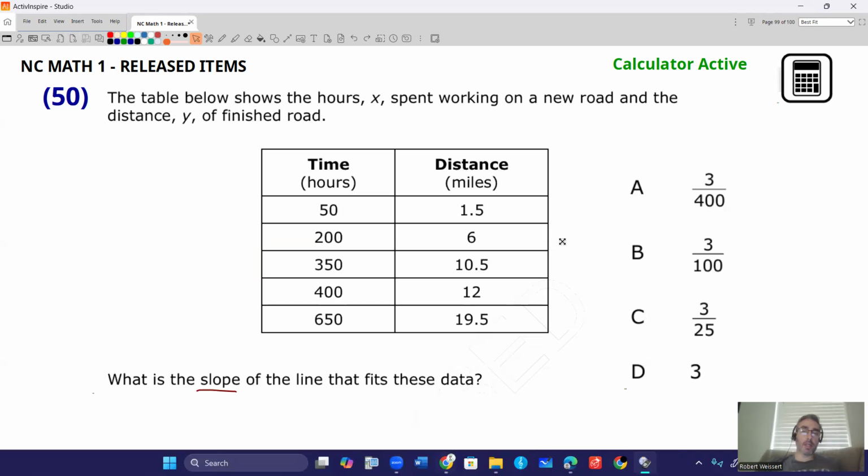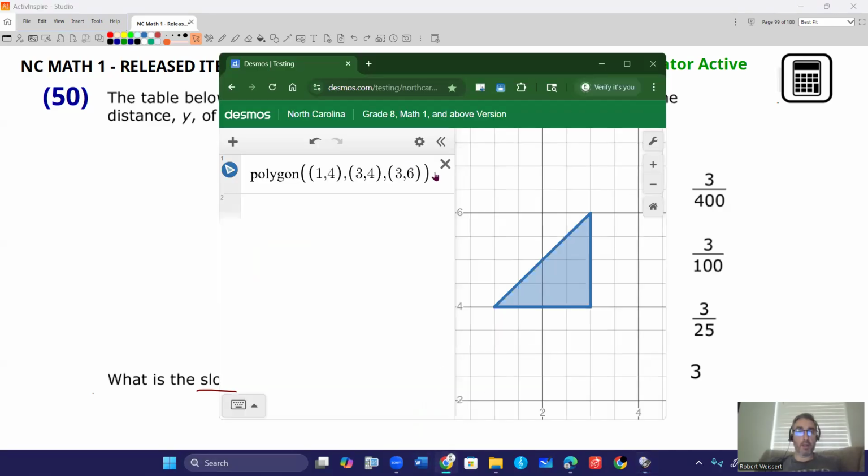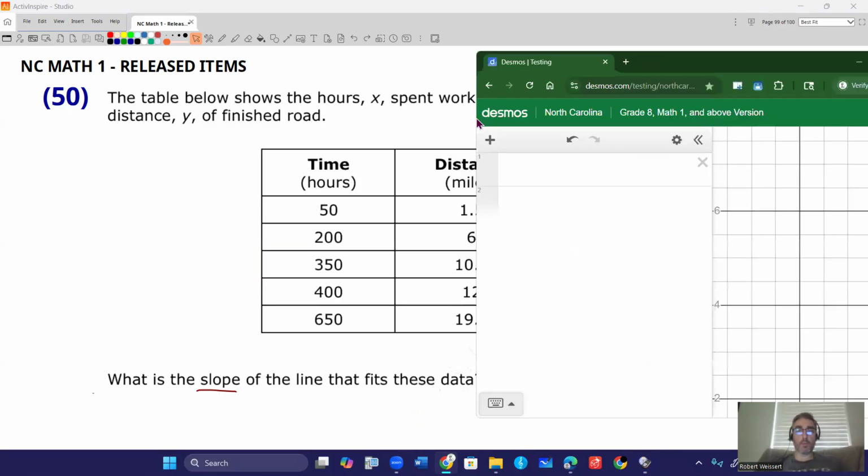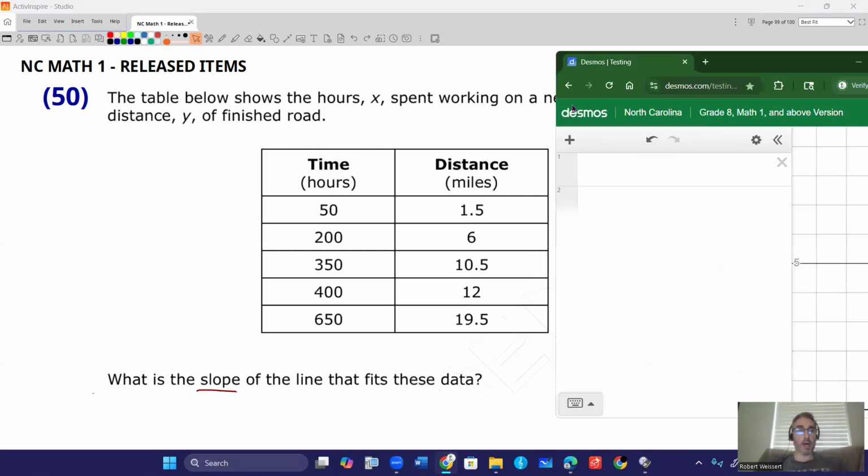Now we can assume that this is probably going to be a perfect linear fit because it doesn't say what is the predicted, the estimated slope. It's got a linear model, time and distance. However, we also have Desmos, so we're going to go ahead and just key that in as an XY. So they already told us X is the hours and Y is the distance. So we'll go ahead and do a table.